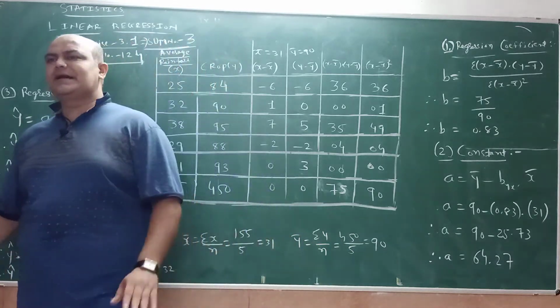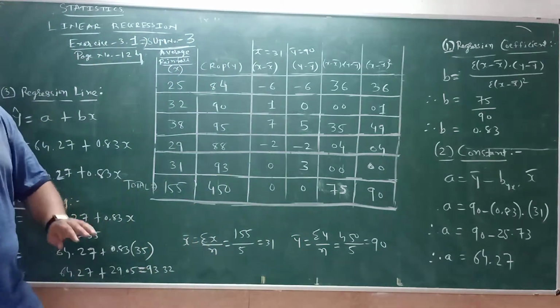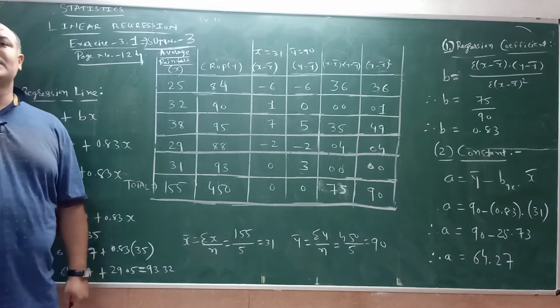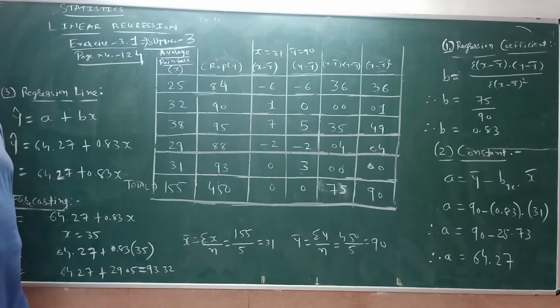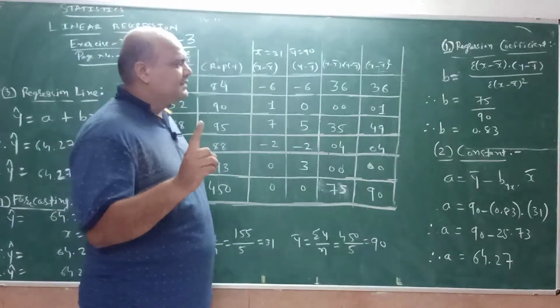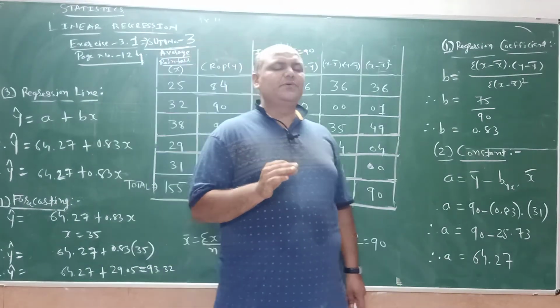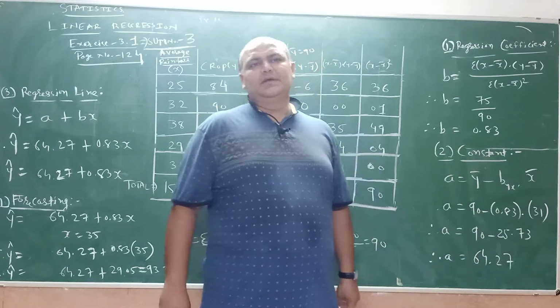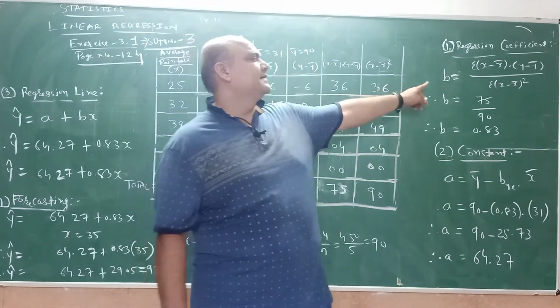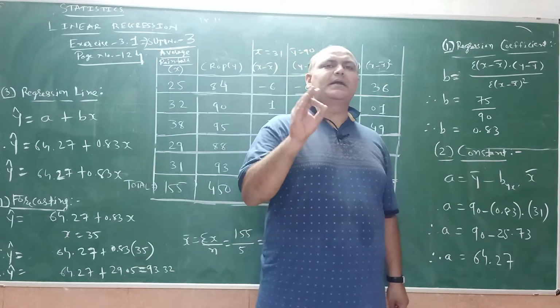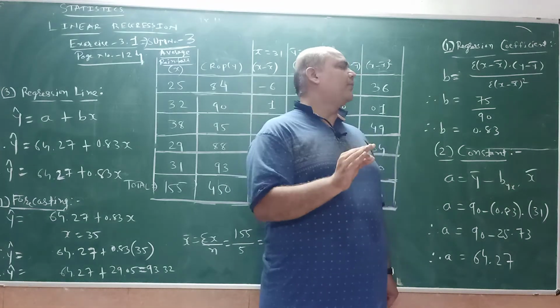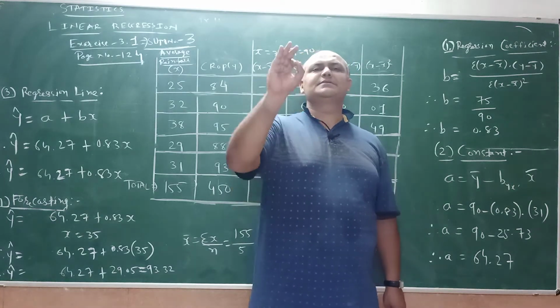Now the raw material is ready with us. To find the regression line, students, there are 3 main steps. Our first step is the regression coefficient, and that is denoted by b. The formula of b is sigma x minus x bar into y minus y bar upon sigma x minus x bar square.